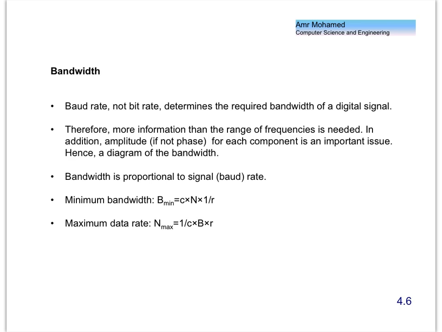So I can give you this baud rate, and I ask you, given this baud rate or given this bandwidth of this line coding scheme, what is the maximum bit rate that you can achieve? In that case, you can calculate the maximum bit rate as 1 over C times B times R. So given that this is the bandwidth that you have, what is the maximum bit rate that you can fit? Which is the reverse of this equation. So N equals 1 over C times R times this bandwidth.